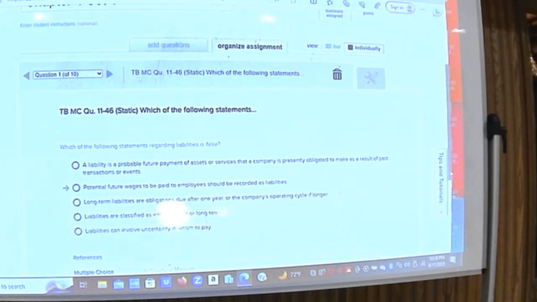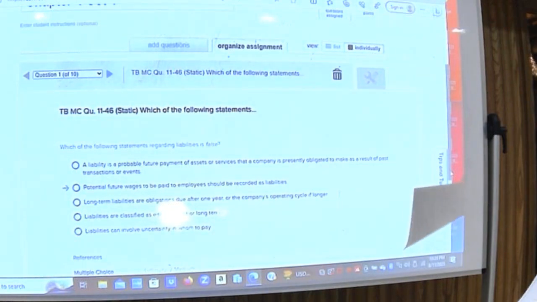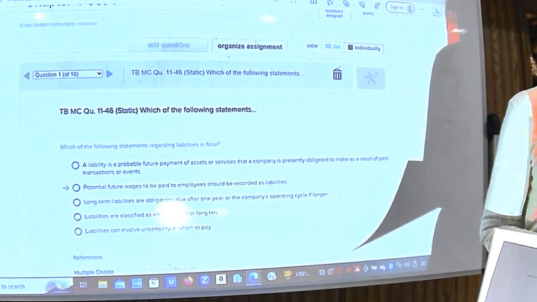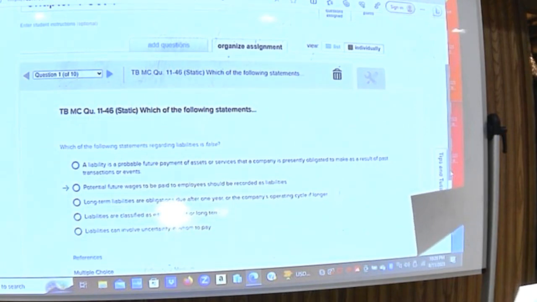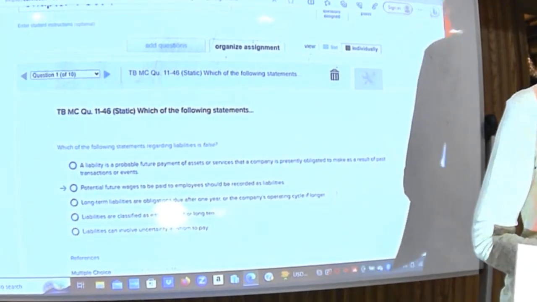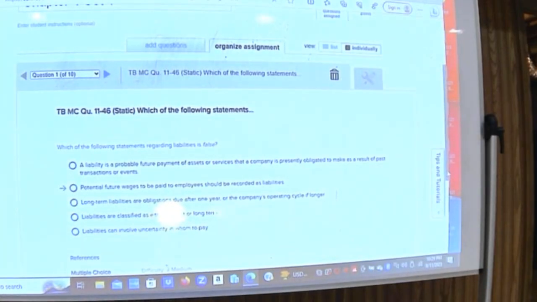This first one deals with finding a statement that is false. So we're looking to find the one that doesn't work there. Happens to be the second one. Which of the following statements regarding liabilities is false? Second answer, potential future wages to be paid to employees should be recorded as liabilities. And the operative word there is potential. If they're only potential, we don't have to do anything with them. They have to be wages that are actually earned. And so the second option would work there.